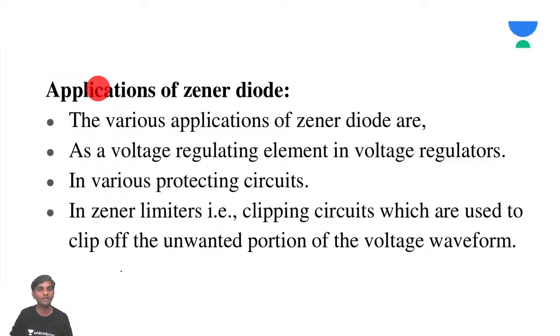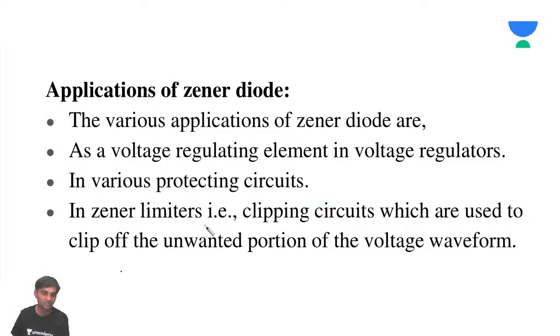Next, what are the applications of a Zener diode? The various applications of a Zener diode are: it is used as a voltage regulating element in a voltage regulator, which is what I was talking about. It is used in various protecting circuits, as a protecting element. It is also used as a Zener limiter, that is, in clipping circuits.